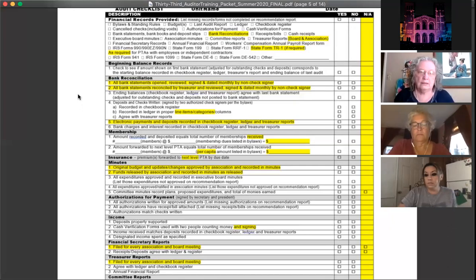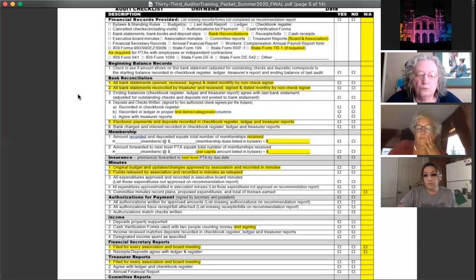Okay, so if we start in the beginning balance, you're verifying that the beginning balance of your new audit reconciles with the ending balance of the prior year audit. You cannot go forward at all until you have a beginning balance that is the same as the ending balance of the previous audit. Okay.